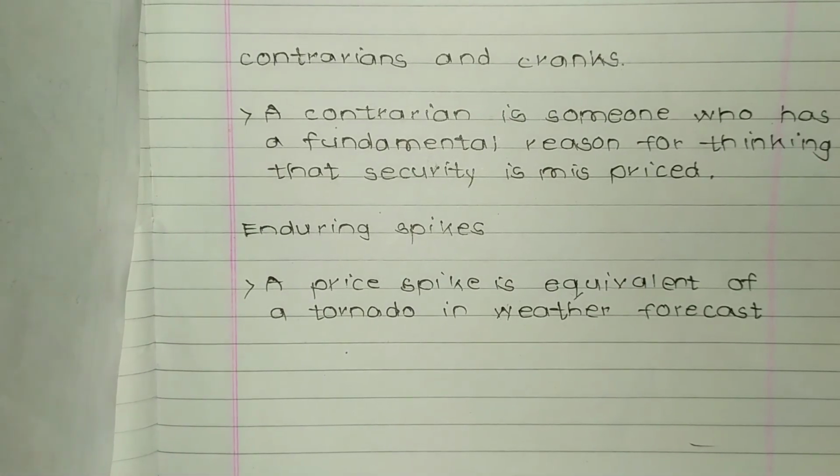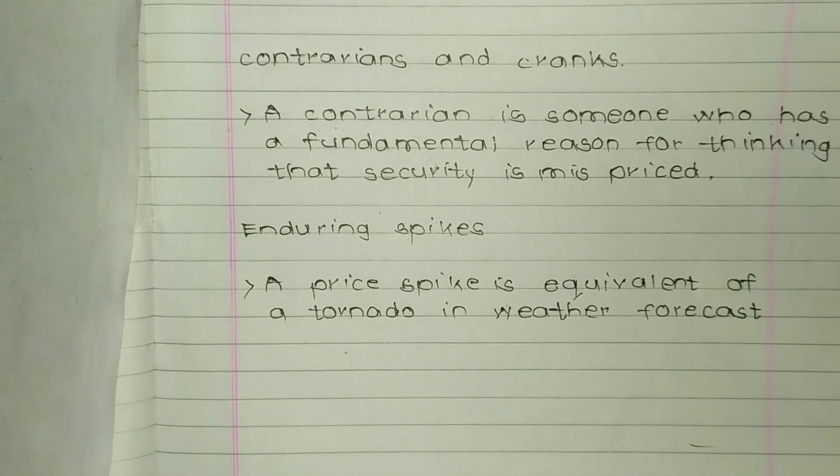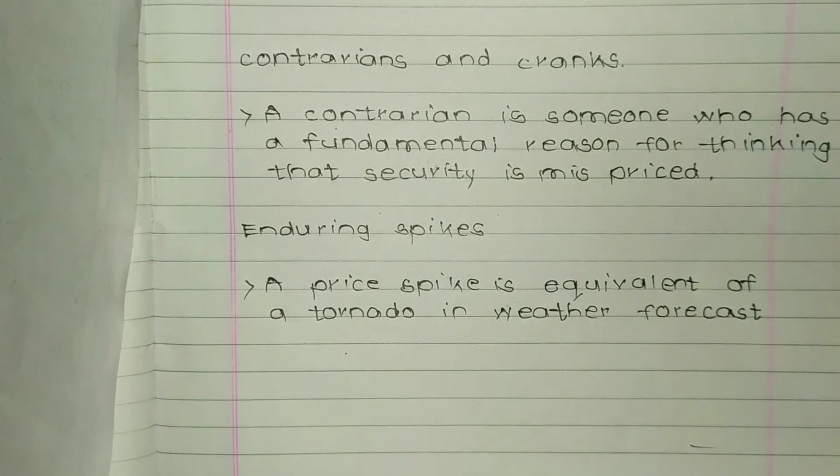Contrarians and cranks. A contrarian is someone who has a fundamental reason for thinking that a security is mispriced. That means a person who is not agreeing, who is not in convergence with, or who is not accepting the price of that particular security.